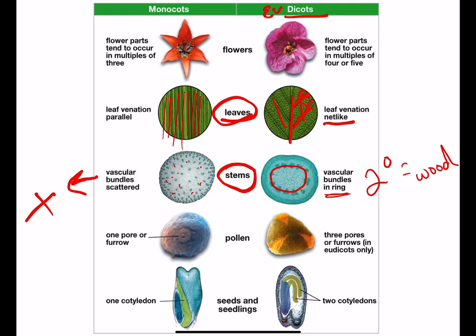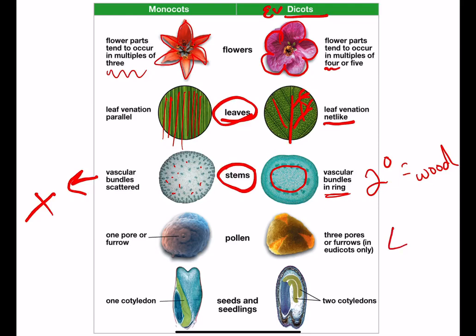Some other big differences: in monocots, we tend to have sepals and petals in multiples of 3. So either 3 or 6 petals. That's very common in the monocots. While in the eudicots, we have either 4 or 5 petals. So 1, 2, 3, 4, 5 petals here. Sometimes they also have 4 petals, but usually not 3 or 6.